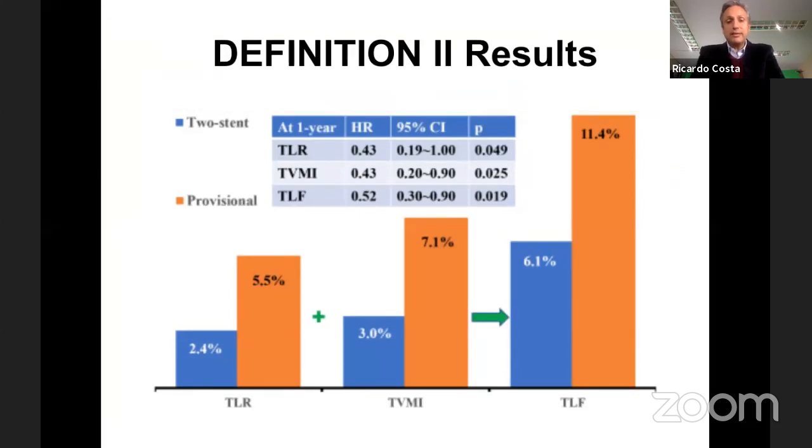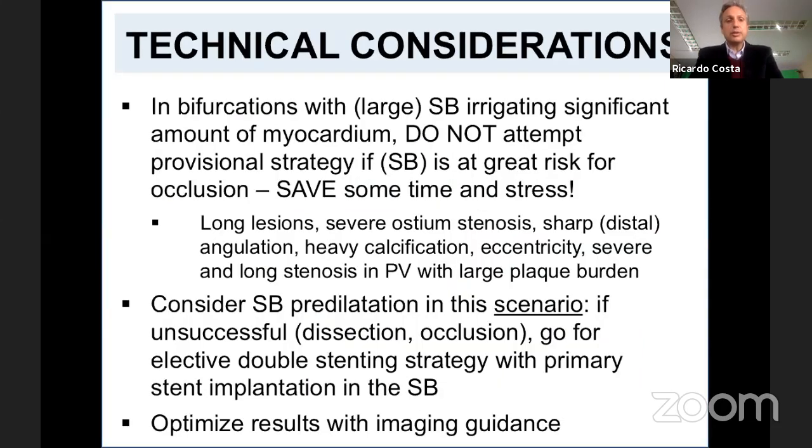So this somewhat validates that a much higher complexity, now based on this definition criteria, also benefited from a complex approach as compared to a more simple provisional approach. So, some technical considerations in bifurcation with a large side branch irrigating a significant amount of myocardium. Do not attempt a provisional strategy if a side branch is at great risk for occlusion. Save some time and stress.